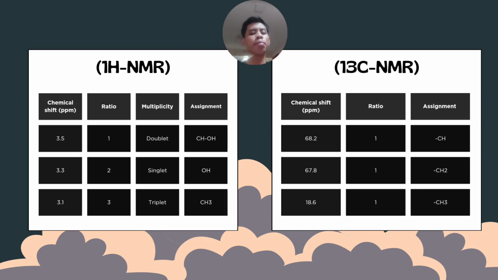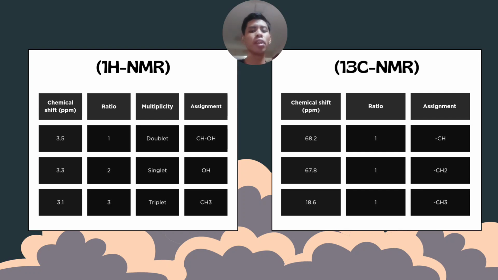1.1 ppm, the ratio is 3 hydrogens. Multiplicity is triplet, which means it splits into 3 peaks because of 2 neighboring hydrogens. Assignment: these are the hydrogen atoms in the methyl group, CH3. Methyl groups appear upfield, at lower ppm, and are split by adjacent CH2 hydrogens.